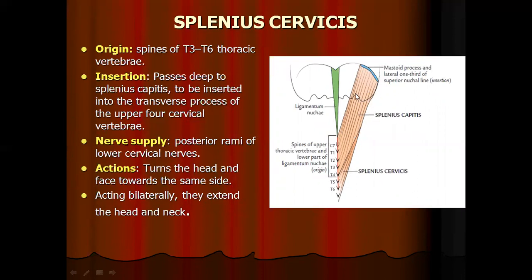Now, the next muscle we have is the splenius cervicis. Splenius cervicis origin is T3 to T6, the lower one. An insertion, it passes deep to the capitis to be inserted into the transverse processes of the upper four cervical vertebrae. Then the nerve supply is posterior rami of the lower cervical nerves, and action turns the head and face towards the same side. Acting bilaterally, they extend the head and neck.